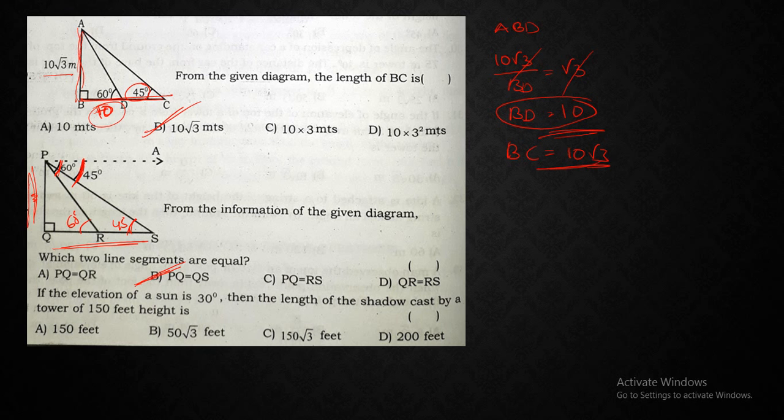Next, the elevation of the sun is 30 degrees. Length of shadow cast by a tower of 150 feet height. So height is given. So h is equal to d tan theta. So 150 is equal to the distance, that is nothing but the length of shadow, into tan 30. Tan 30 value is 1 by root 3. So from this, the length of shadow is equal to 150 root 3. So the answer is 150 root 3 feet.